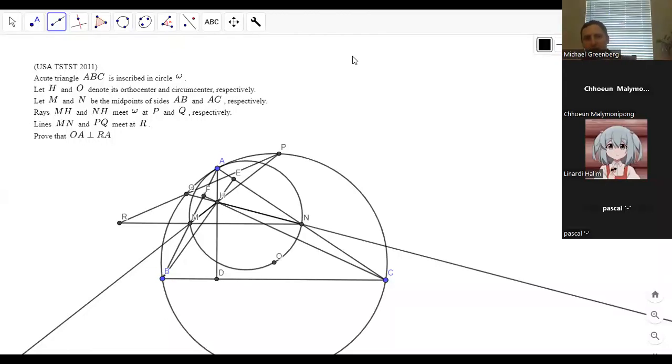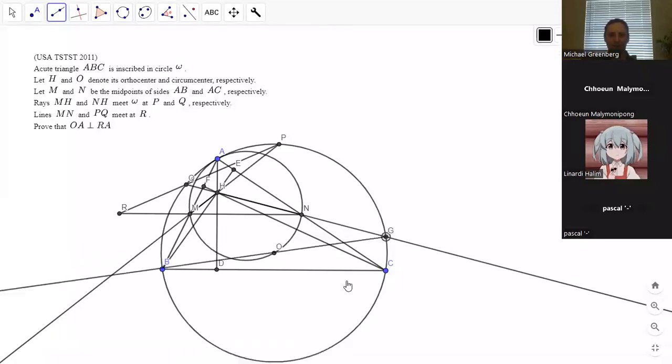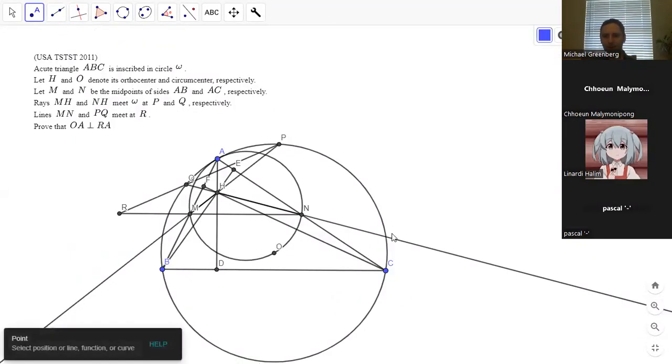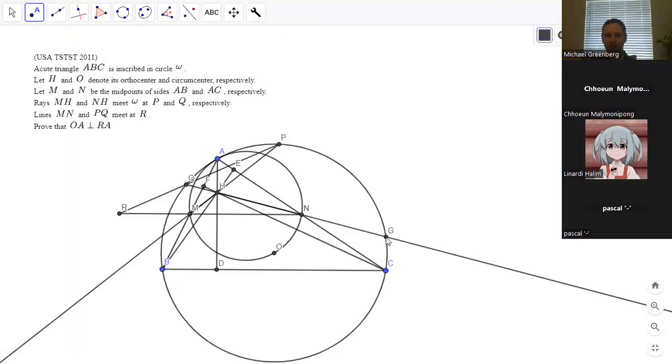So USA TST. So there's first the Math Olympiad. This is the round after the Math Olympiad. And then there's one more test, and then there's the IMO. So yeah, this is different from the USAMO. I just solved the problem. But yes, this is different.